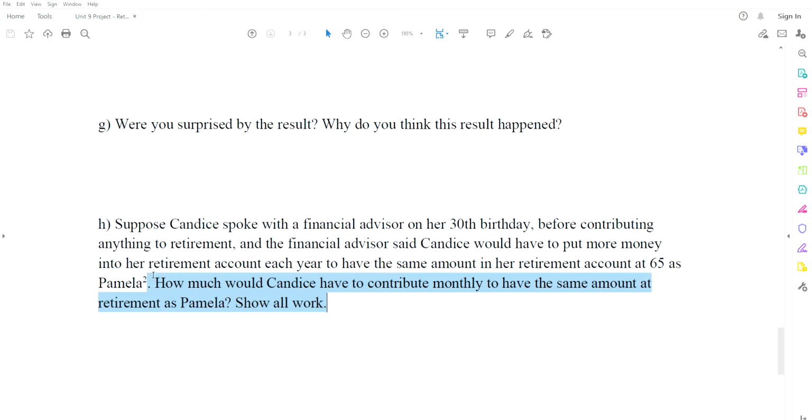So, last one. Suppose Candace spoke with a financial advisor on her 30th birthday before contributing anything to retirement. So her retirement account still has zero. She might have her $2,000 check in her hand. And she's like, what do I want to do? So suppose the financial advisor said Candace would have to put more money into her retirement account each year to have the same amount in her retirement account at 65 as Pamela does. So how much would Candace have to contribute monthly to have the same amount at retirement as Pamela? Show all the work.